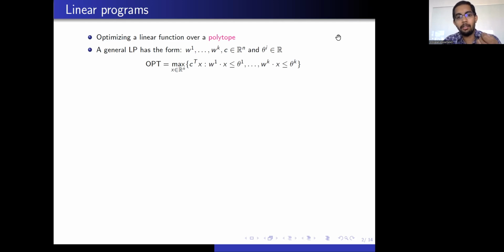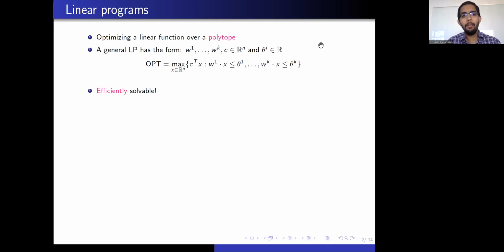So you want to maximize C transpose X subject to k constraints. These k constraints are that the inner product of Wi with X is at most theta i. Wi is again an n-dimensional vector, X is an n-dimensional vector, and the inner product is a real number. So you have k different constraints, and X should satisfy all of them. That is your feasible region, and you're maximizing a linear function subject to these k constraints. So that's a linear program, and opt is the optimum value of this linear program.